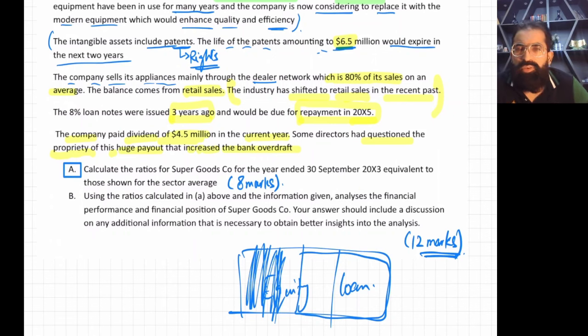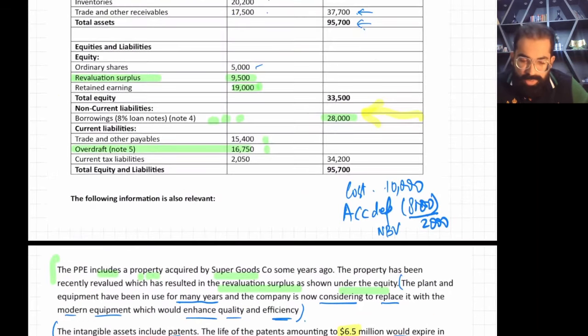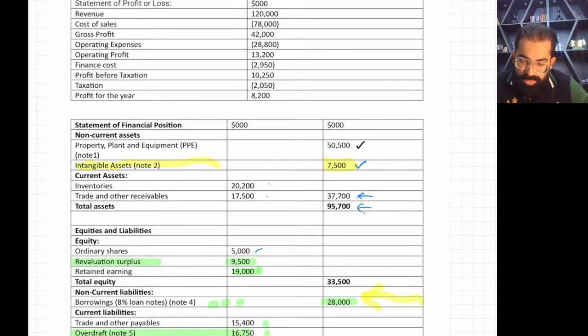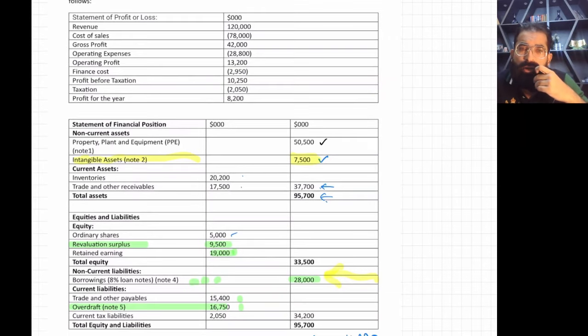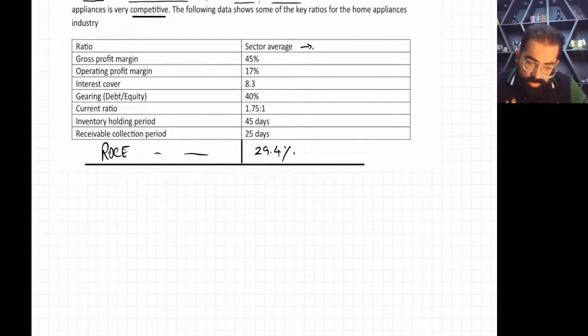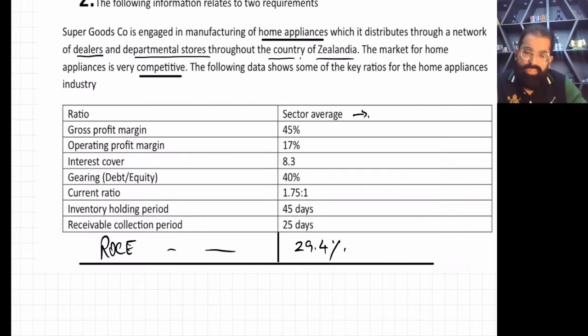So 8 marks means I calculate all ratios. But I would request my dear students to take a picture of these two. Let me pause the screen. Please take a picture of both the income statement and the SOFP, because I won't be able to bring my screen back to this page. Okay, take the picture. Thank you. Then you have the ratios which we have to calculate again. You can take a picture of this as well.